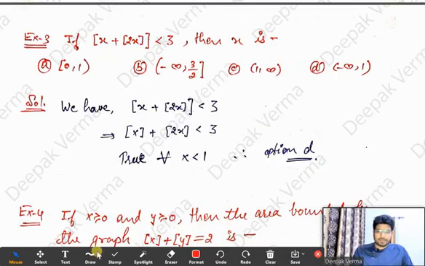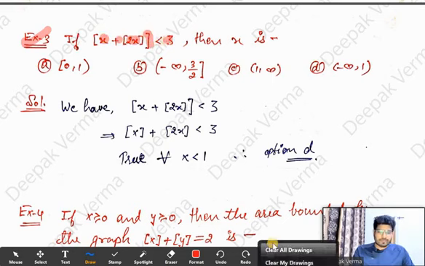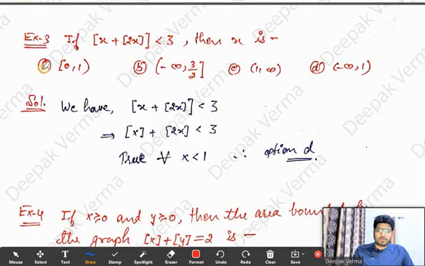Next question is example number 3. If box x plus box 2x whole box is less than 3, then we have to find the value of x. We have options. You can see on the screen options A, B, C, D.